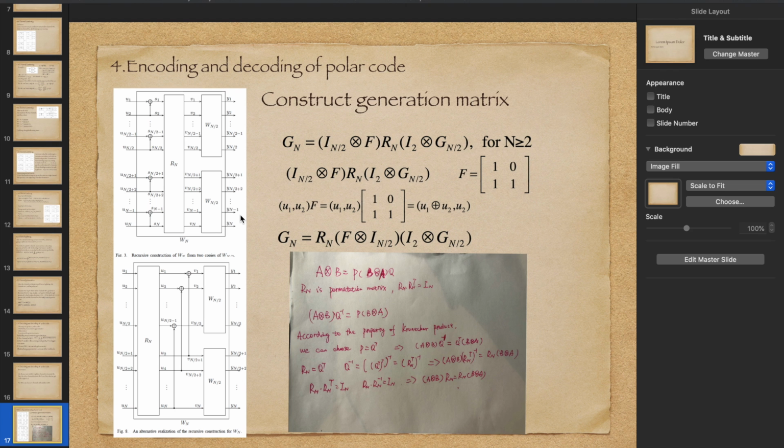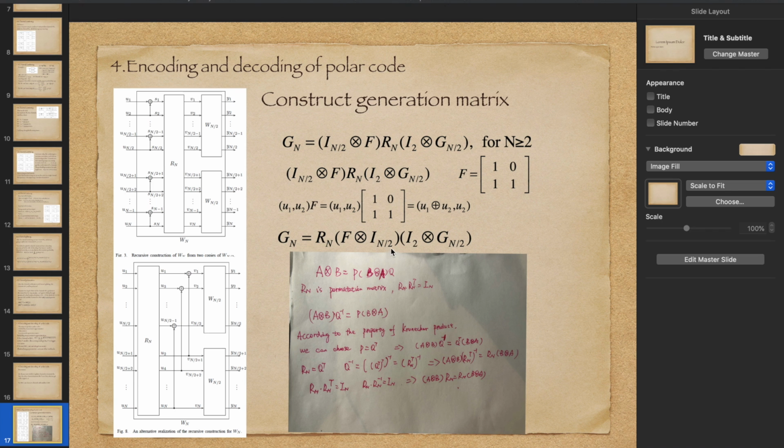Then we need to construct a generator matrix. Here we have two figures from the paper of Dr. Arikan. Dr. Arikan said that these two constructions of the generator matrix of the channel combining are actually equal. So this is the generator matrix we get from the first picture, and this one we get from the second picture.